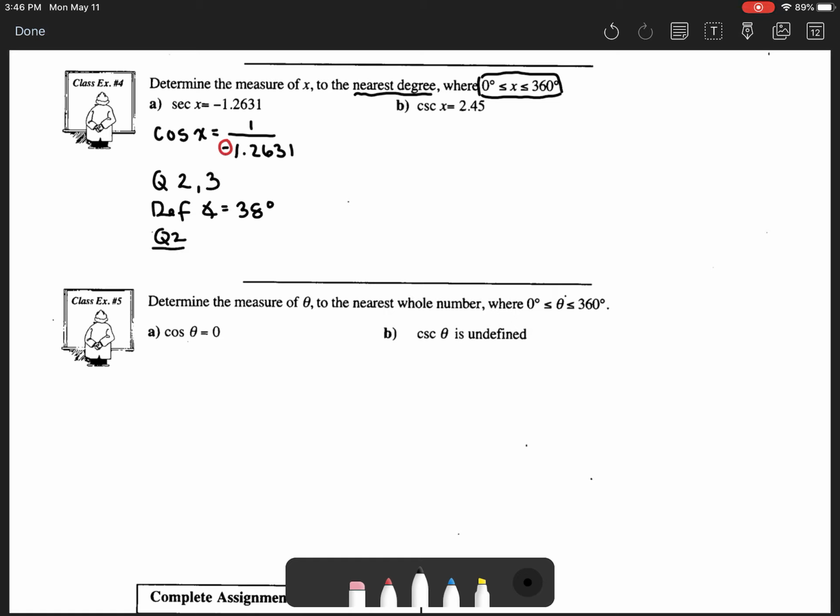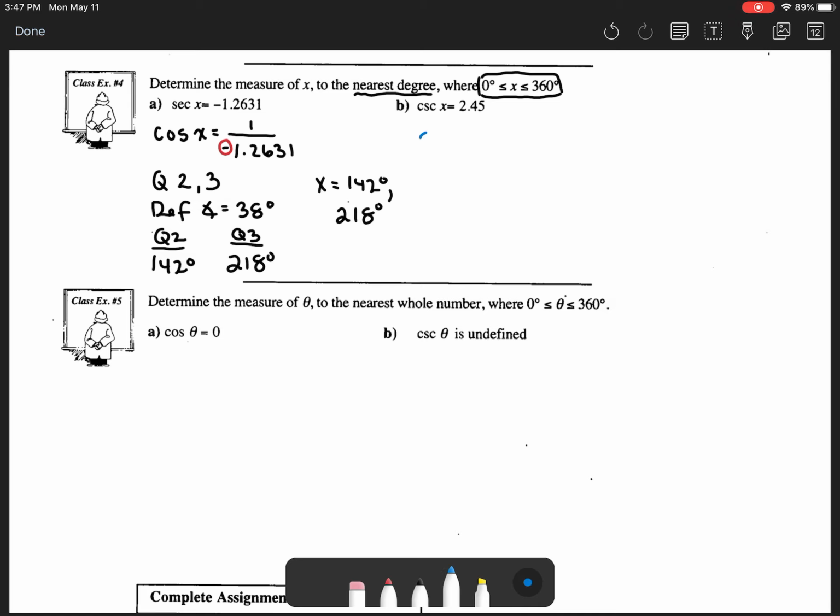So I go into quadrant 2, and in quadrant 2 we go 180 minus the reference angle. So that will be 142 degrees. And then I go into quadrant 3, and in quadrant 3 it's 180 degrees plus 38 degrees, so that's 218 degrees. So there are your solutions. And again, we are dealing with the variable x here. So again, you would just say x is equal to 142 degrees and 218 degrees. And there are your two solutions.